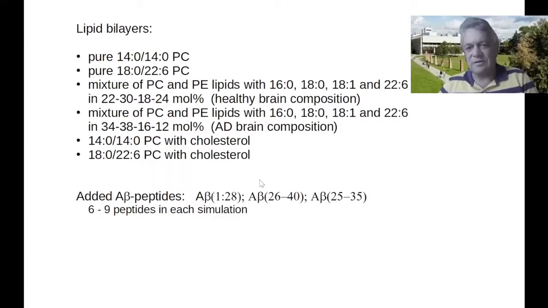Actually, we have not done simulations with the full amyloid beta peptides because they are too large, but we made simulations with some fragments shown here. In each simulation, we have 6-9 peptides, which were modeled with these bilayers.